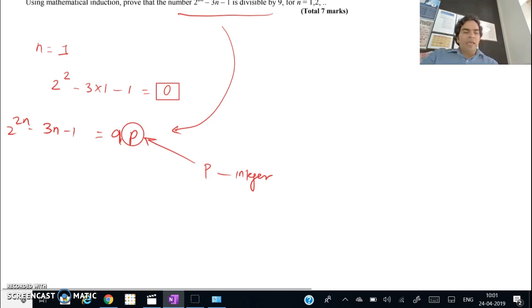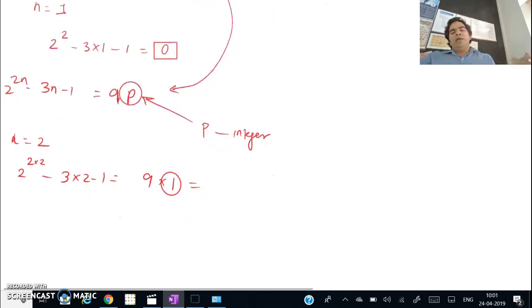Now you take n as 2 also, if you want to verify. When I take n as 2, what we get is 2 to the power 2 times 2, minus 3 times 2, minus 1, which is going to be 9. If you do the calculation, it is 9 times 1, which is an integer multiple of 9, where the integer is 1. Now we have verified n equals 1 and n equals 2, and we have to prove for n equals k.